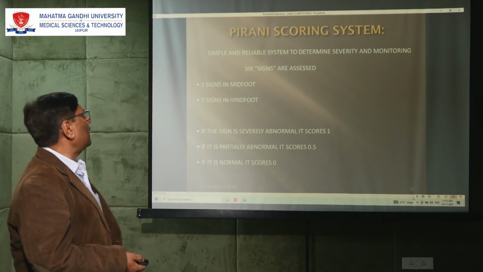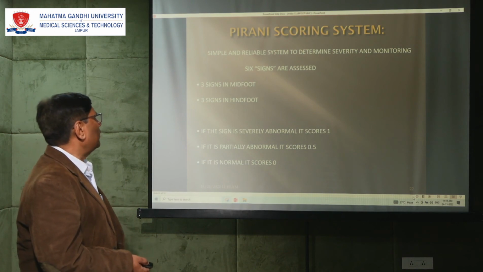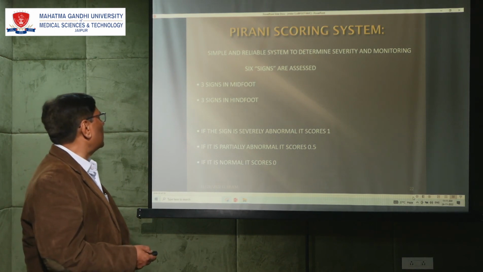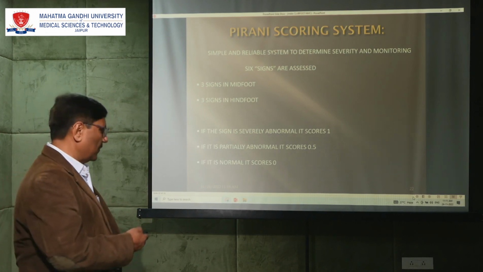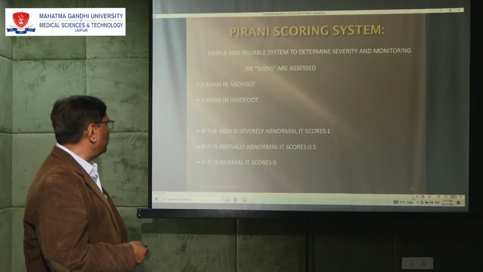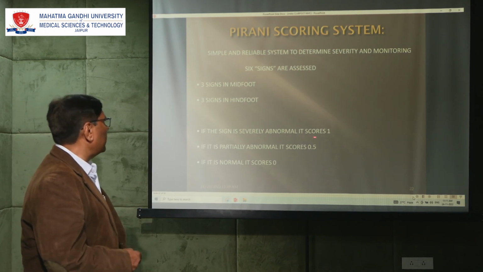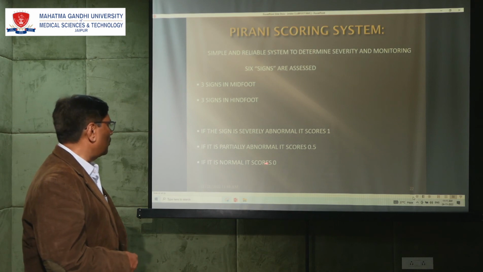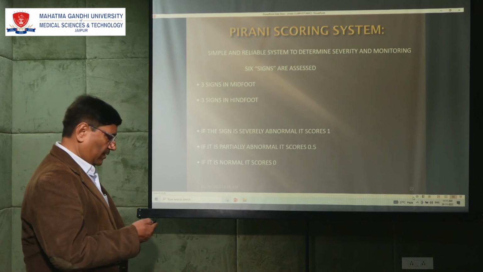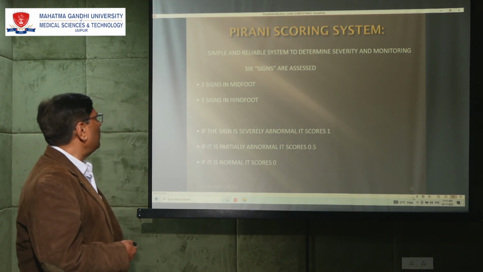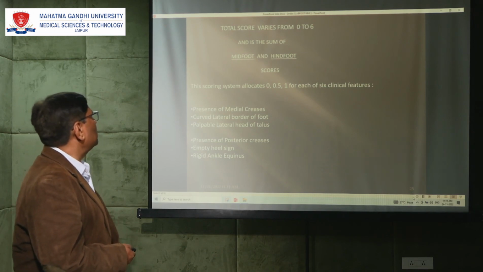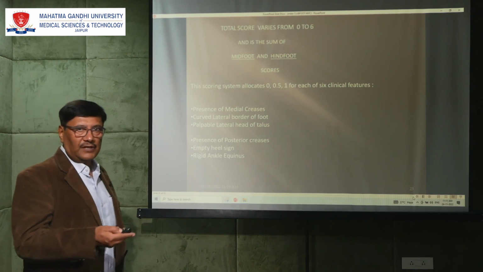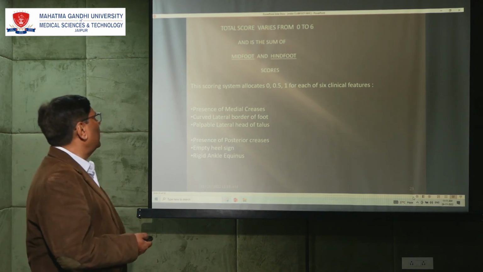This is a simple and reliable system to determine severity and monitoring. So 6 signs are assessed. The 3 signs are in the midfoot and 3 signs are in the hindfoot. And depending upon the severity, abnormality of each of these signs, we score 0 if there is no deformity, it is normal, partial 0.5, and abnormal, that is 1. So in all we have a maximum of 6 points. The total score varies from 0 to 6 and is the sum of the points that the foot scores on midfoot and hindfoot.